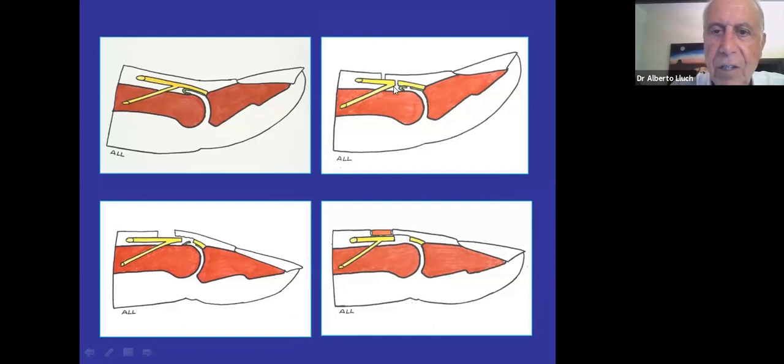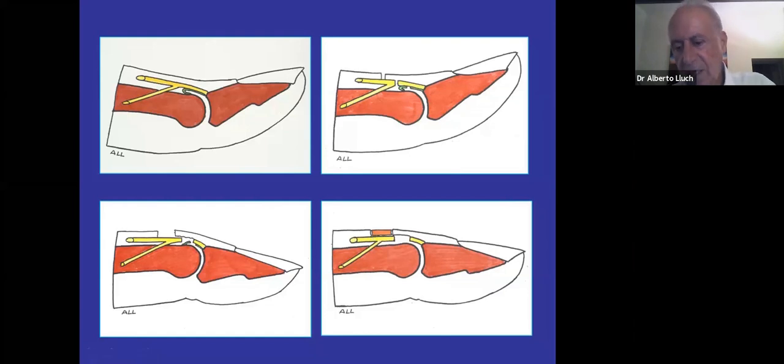Then the extensor tendon is cut completely, transversely, and if necessary, the dorsal capsule is cut, and if not, it's manipulated into flexion. And by doing so, we'll make a gap between both ends of the extensor tendon, and we will have a gap in the skin here that we will cover with a full thickness skin graft.